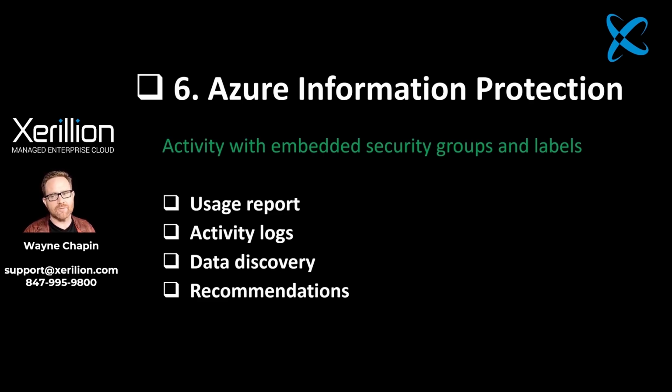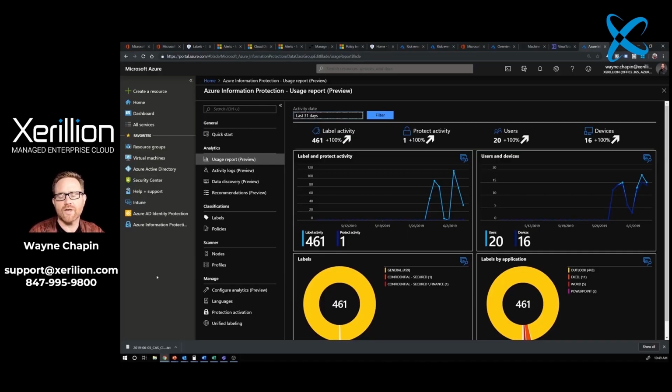Also, Azure Information Protection has a way to look at the data that you have. It'll show you where your data is on individual computers, and it will also show you data that it thinks might be sensitive data that you might want to apply a label to. So let's go ahead and get into that now. So here we are in the Azure Information Protection portal.